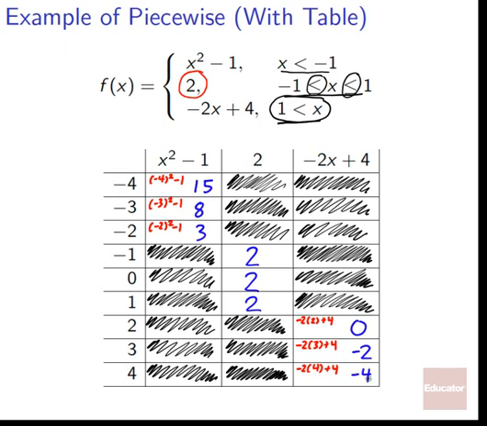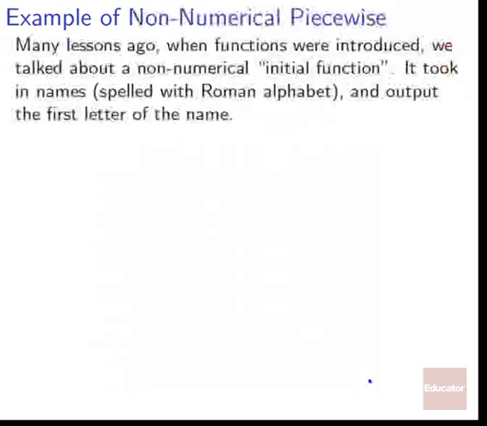So the important thing is to start off by figuring out which one of these inputs is going to go to which category. Where are my inputs going to go? You have to figure out an input and its connection to which of the possible categories it can be connected to. All right. Let's also see an example of a non-numerical piecewise.